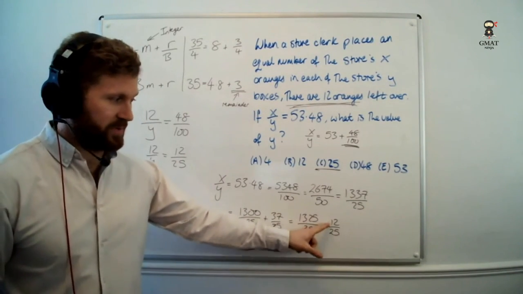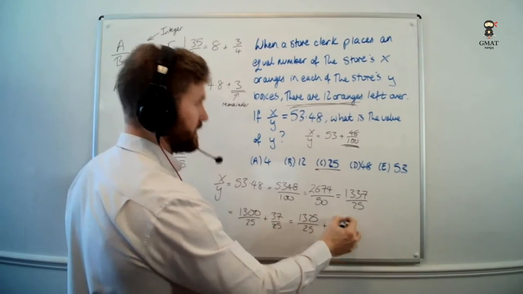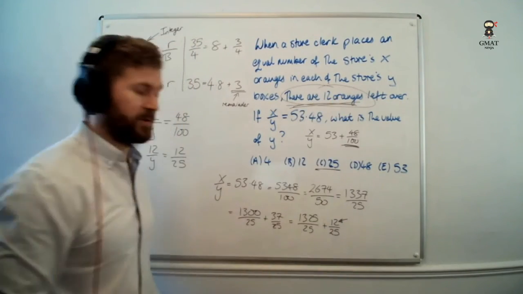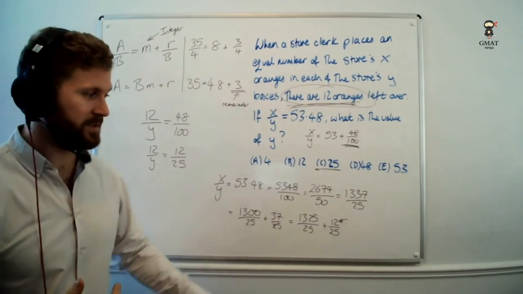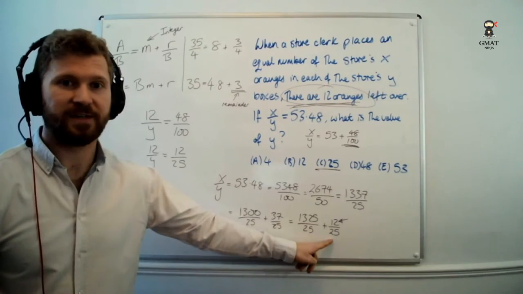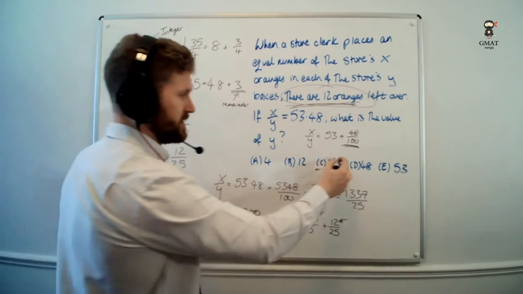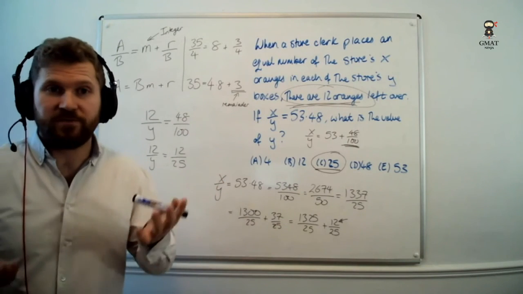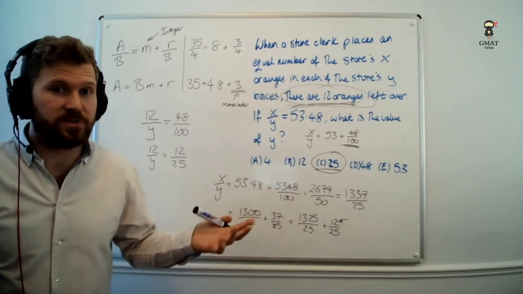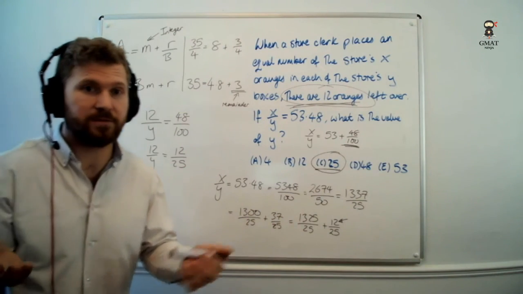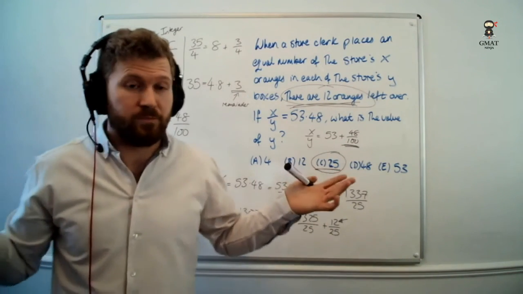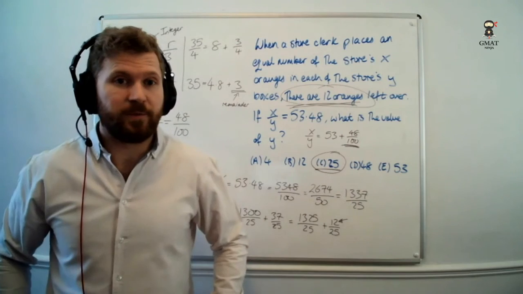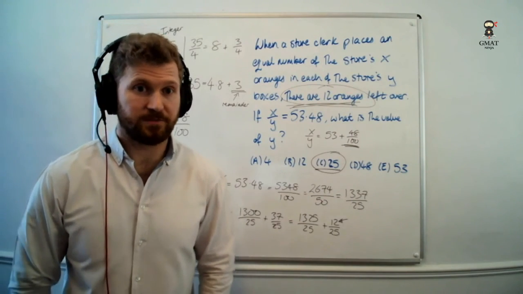Now, 12 over 25, this 12, again, that's our number of oranges left over. That's our remainder, which means the number that I must have been dividing by was the 25, which again confirms that our answer here should have been C. Two ways of looking at this question. Both ways are just as good as each other. If you had a different method that got you to the answer of 25, again, just as good. We're just looking for patterns and ways into these questions.